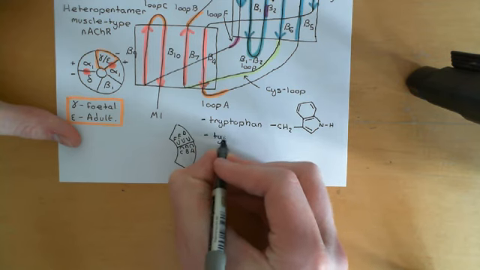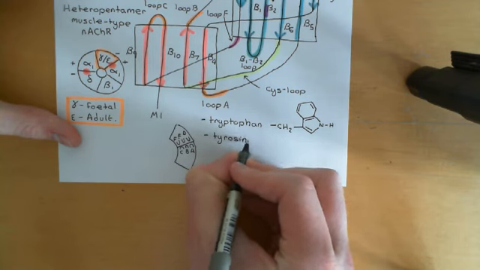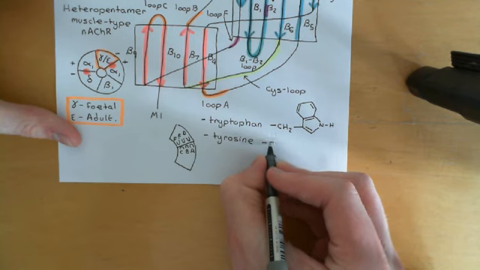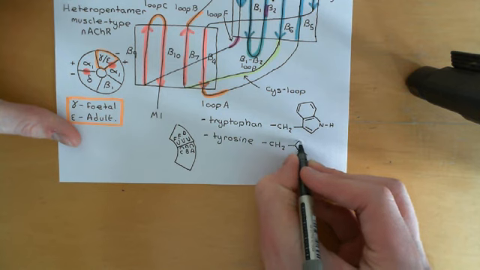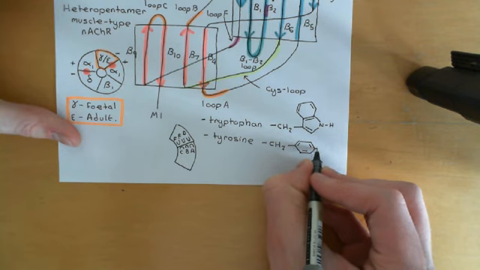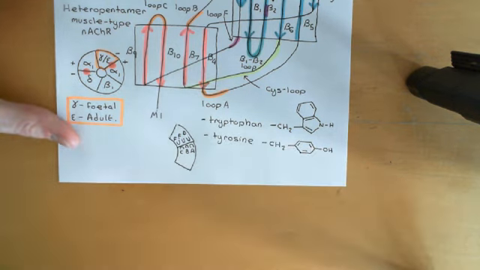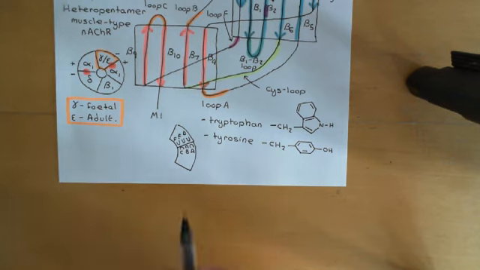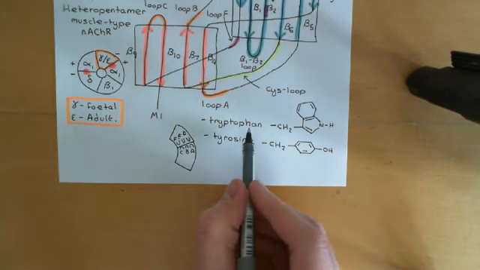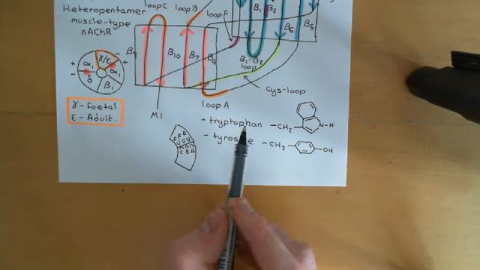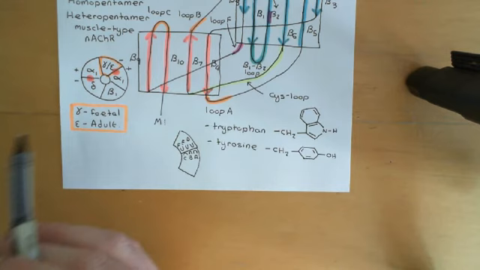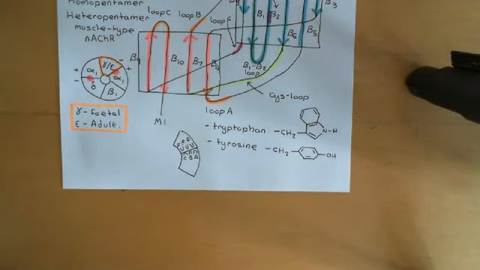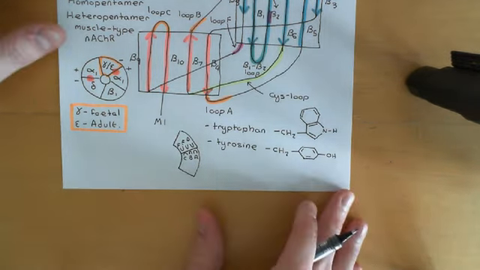Another example of a bulky aromatic residue is tyrosine. Okay, and tyrosine, its R group consists of a methylene group, then followed by a benzene ring, so here's the big bulky aromatic group, okay, like so, and then you have an alcohol group coming off that benzene ring. Okay, and basically these loops will contain tryptophan and tyrosine residues in the case of these binding pockets for nicotinic acetylcholine receptors, which are intended for acetylcholine.